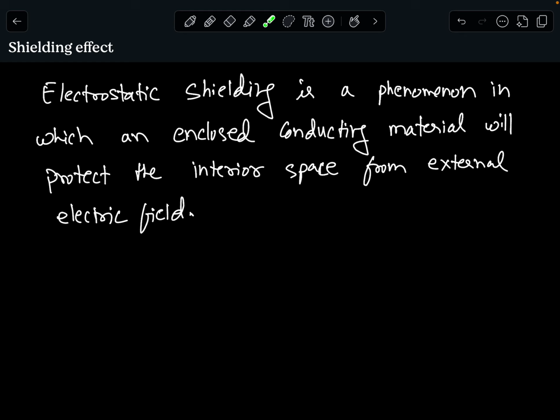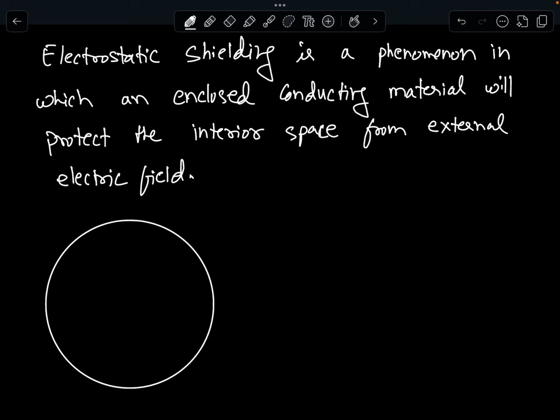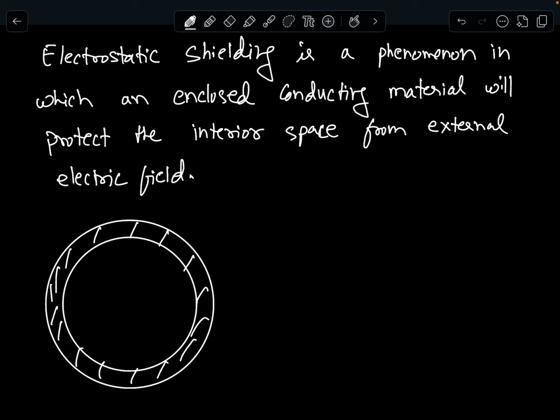First of all, it is a phenomenon observed by only conducting material, and that also what kind of conducting material? Enclosed conducting material. That means you have to have a conducting material which is enclosed, closed from all sides. Here I have, let's say, a shell, a hollow conducting sphere. Shell means it will have two radii, inner radius and outer radius, and this is made up of conductor.